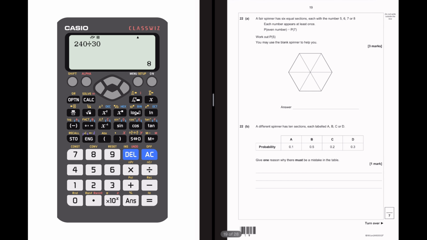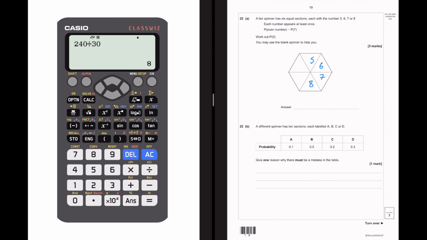Question 22 says a fair spinner has 6 equal sections, each with the number 5, 6, 7 or 8. Each number appears at least once. The probability of an even number is equal to the probability of picking a 7. Work out the probability of a 5, and you may use the blank spinner to help you. So each number appears at least once. We've got 5, 6, 7 and 8. The probability of an even number is equal to the probability of a 7.